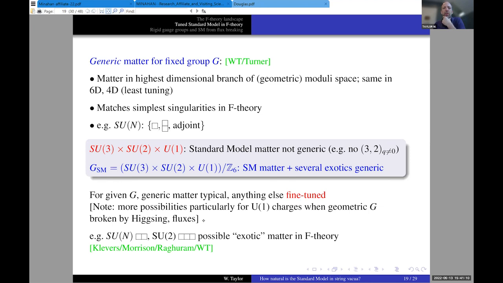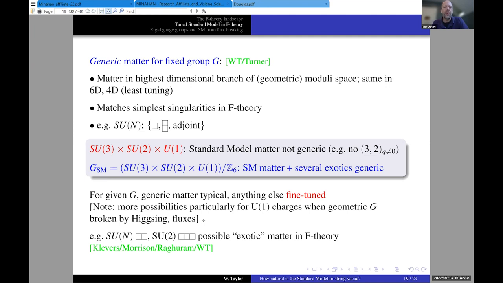So in F theory, there's a notion of genericity for the representations of matter associated with a given gauge group. So in particular, if we take some gauge group like SU5, SUN, SU3 cross SU2 cross U1, and we construct an F-theory model with that gauge group, there are various different kinds of representations we can get depending on what kinds of codimension 2 singularities we have. Those different constructions will have different dimensionality in the moduli space. And so what we would call the generic matter is the matter which occurs on the branch of the geometric moduli space with the largest dimension. And it turns out this notion of genericity matches with the simplest singularity types in F theory. You really have to stand on your head to get more exotic kinds of matter in F theory. You have to get very complicated singularities which go outside some of the more simple understood classification of singularities.